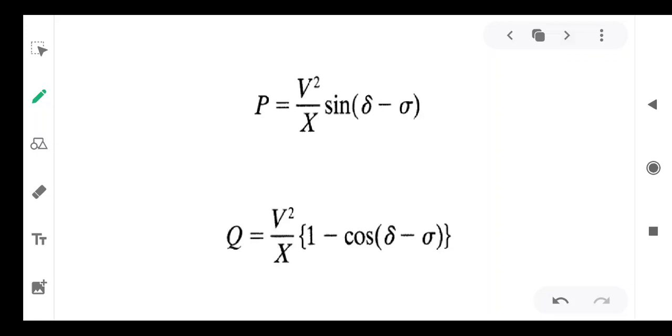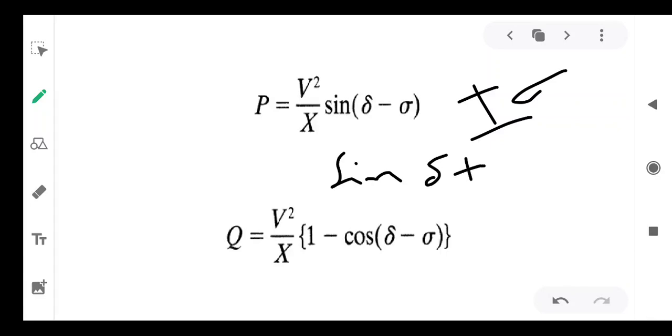So this is the plus sine delta plus or minus sigma, which is provided for both the P control and Q control. When the P control is provided, P is equal to V square by X sine delta minus sigma, or P is equal to V square by X sine delta plus sigma. So this is the second case.